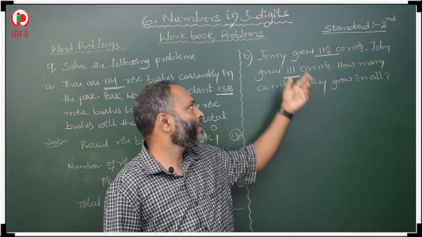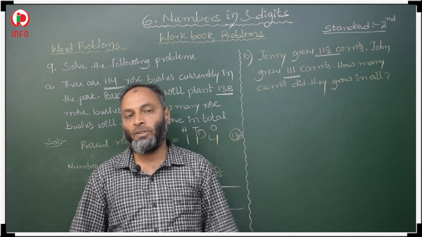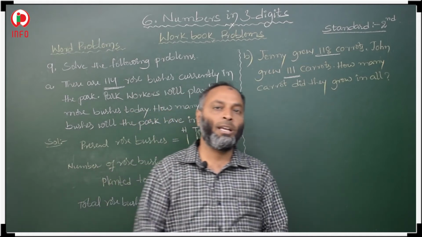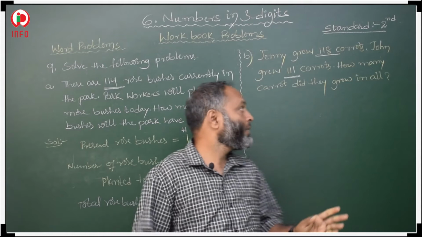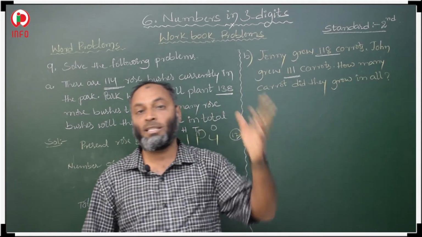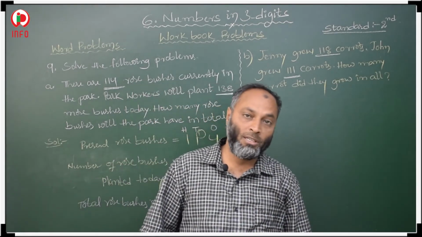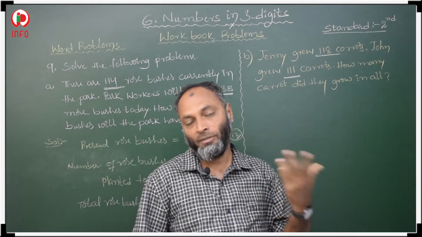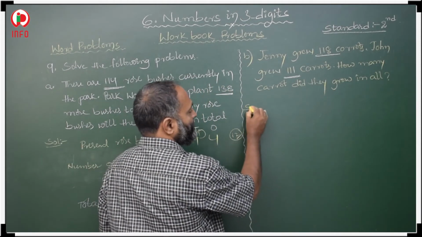How many carrots means Jenny's carrots and John's carrots. Total carrots we have to find. Total carrots means we have to add. Whenever total, here how many carrots in all is given. In all means we have to find the total. Total means we have to find the sum. Sum means addition. Addition we have to do. Okay. Now, solution. Now, steps.